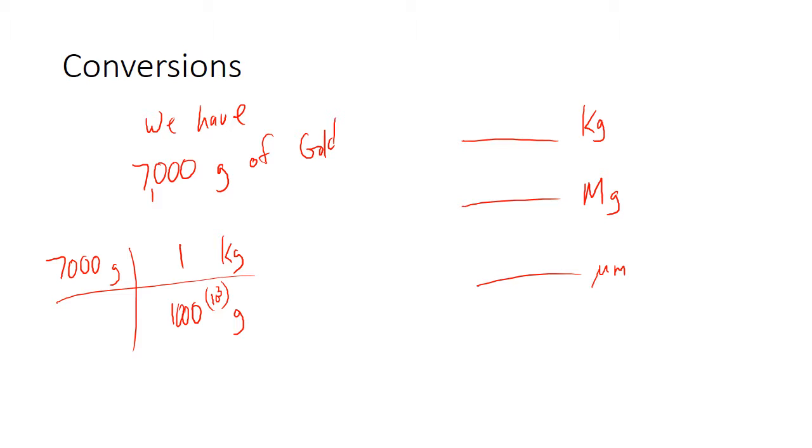So I'm going to be dividing 7,000 divided by 1,000. It's going to be 7 kilograms. All right. So I can do the same thing for the other one.